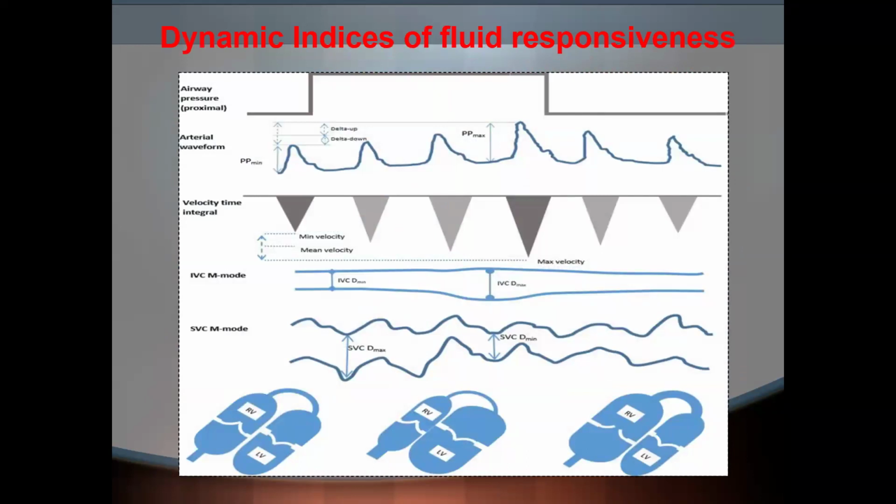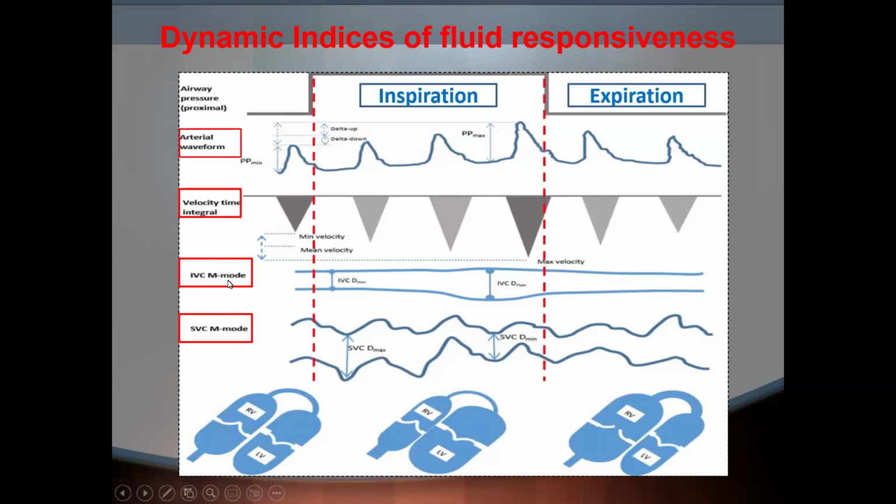We have a lot of dynamic indices. We can mention arterial waveform parameters like pulse pressure variation and stroke volume variation, and also the VTI and the IVC in dynamic mode, or M mode, which vary during inspiration and expiration. But today we will talk only about the IVC, not the other parameters.